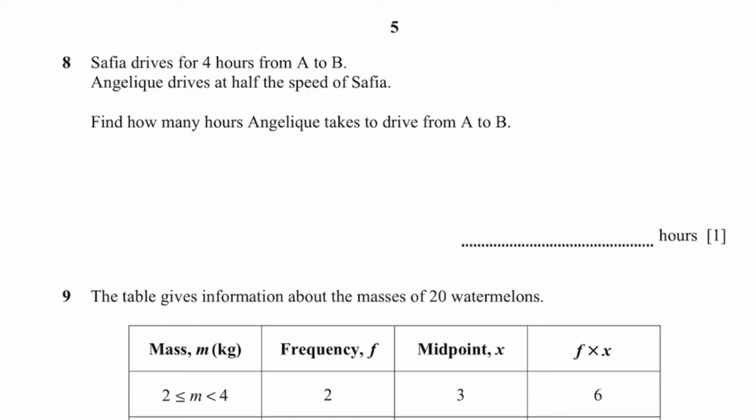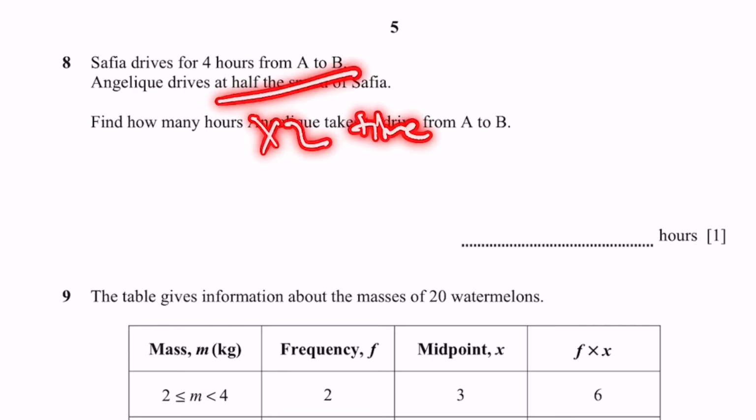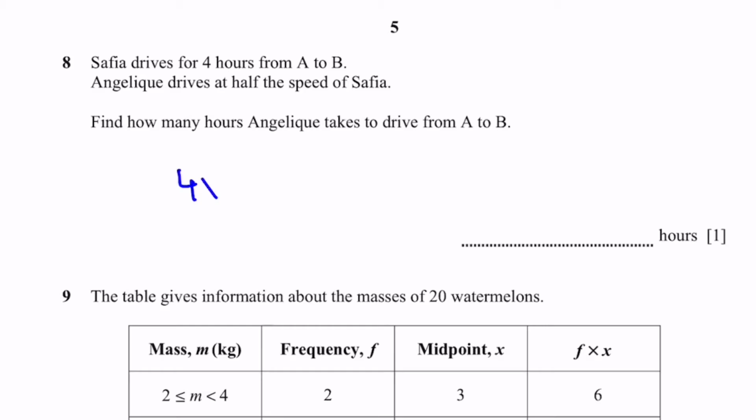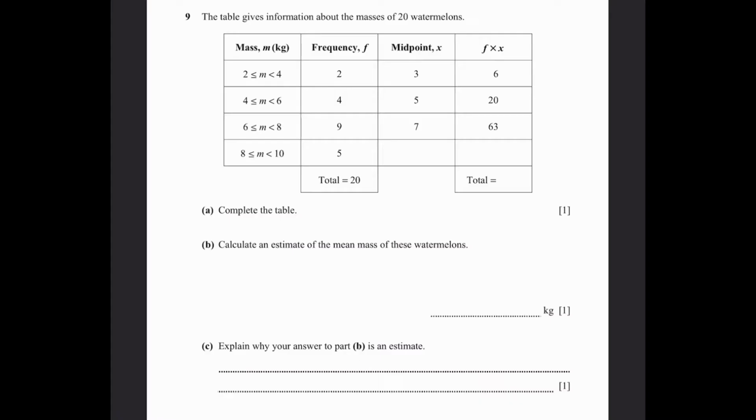Safia drives for 4 hours from A to B. Angelique drives at half the speed of Safia. Find how many hours Angelique takes to drive from A to B. So half the speed means twice the time. So twice the time taken, 4 into 2, which is equal to 8 hours. That's the answer. Question 9.